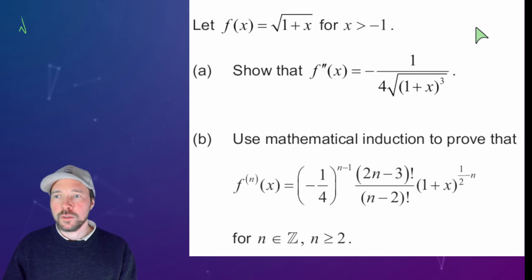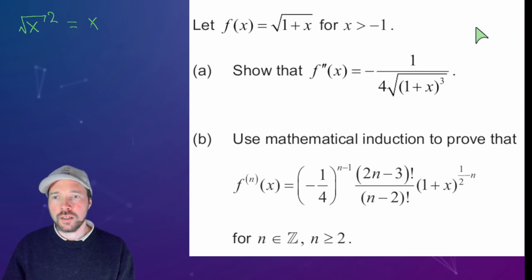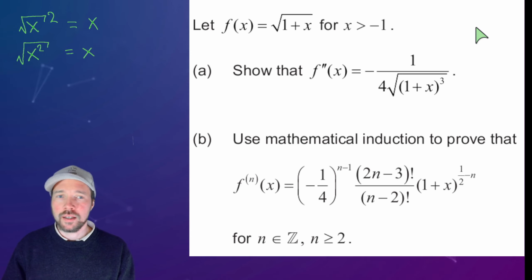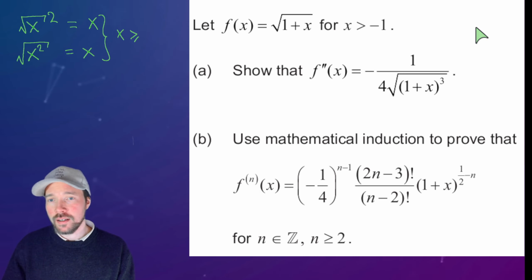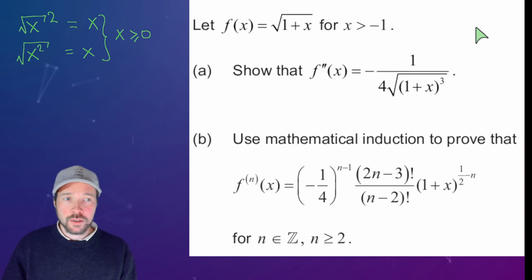Now, we know that square root of x is supposed to be the inverse function of the squaring function, meaning when we take the square of the square root, we get x back, and vice versa. If we square x and then we take a square root, we get x back. Now, this works when x is not negative, so greater or equal to 0.